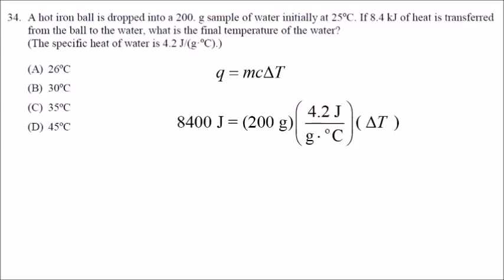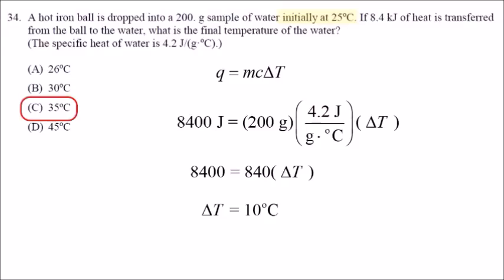Now, since 200 times 4.2 would be 840, 8,400 divided by 840 is equal to 10. So our delta T is 10. The water was initially at 25 degrees, so the final temperature of the water is 35 degrees.